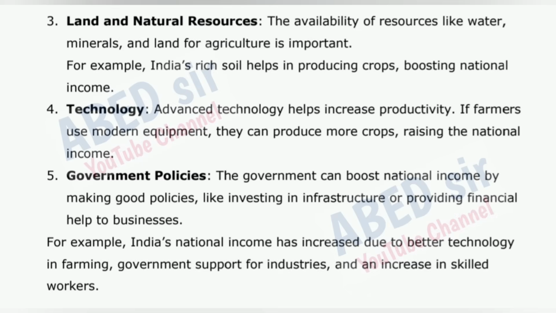4. Technology. Advanced technology helps increase productivity. If farmers use modern equipment, they can produce more crops, raising the national income. 5. Government policies. The government can boost national income by making good policies, like investing in infrastructure or providing financial help to businesses. For example, India's national income has increased due to better technology in farming, government support for industries, and an increase in skilled workers.